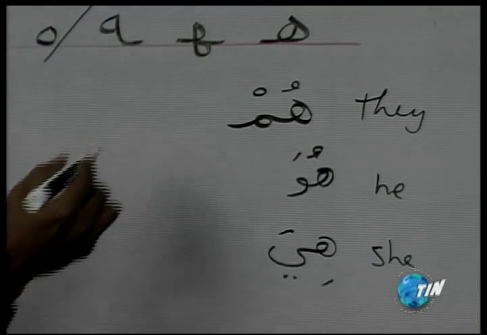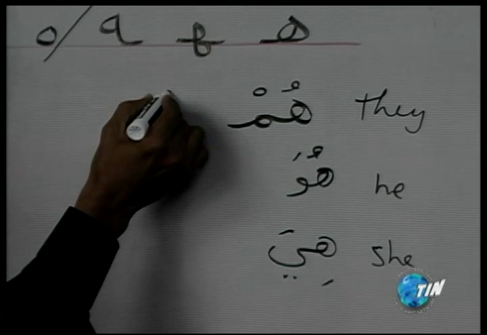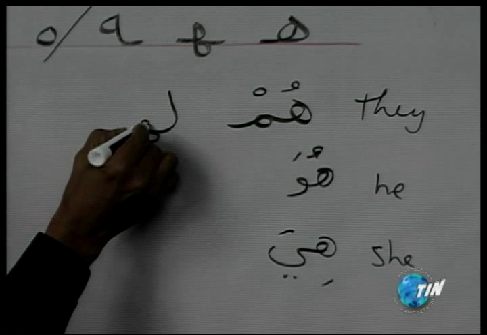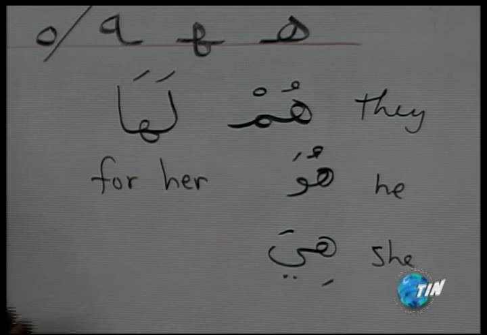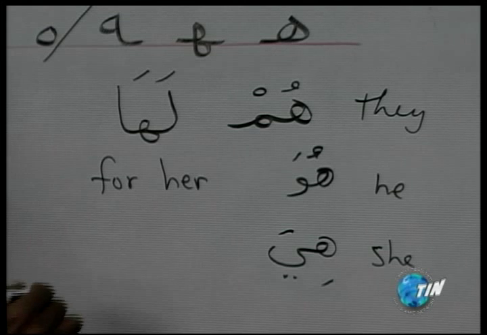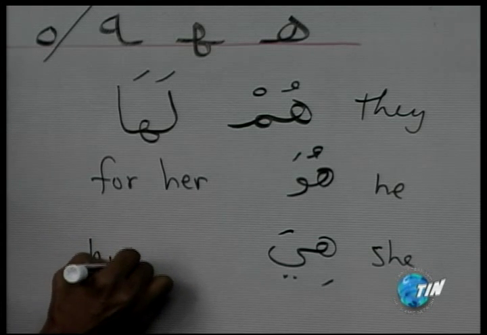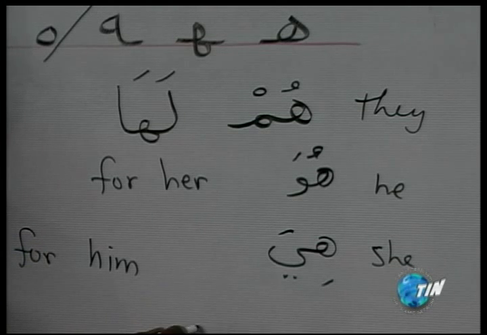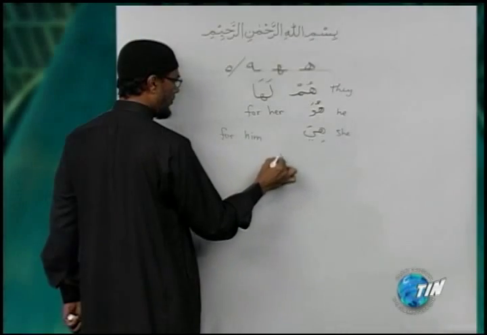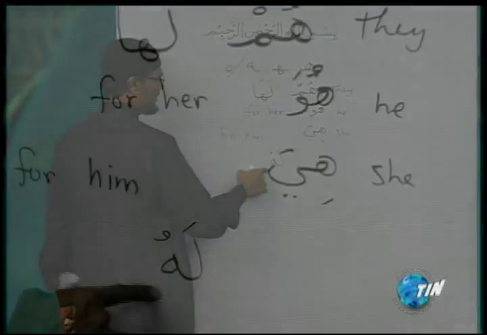Okay. So we have another word, let's say lam, ha and alif. Laha. Laha means for her. Laha. For her or it, it doesn't matter, depending on what noun you're talking about. Right? Laha. And if you want for him, we will have lahu. Lahu means for him.